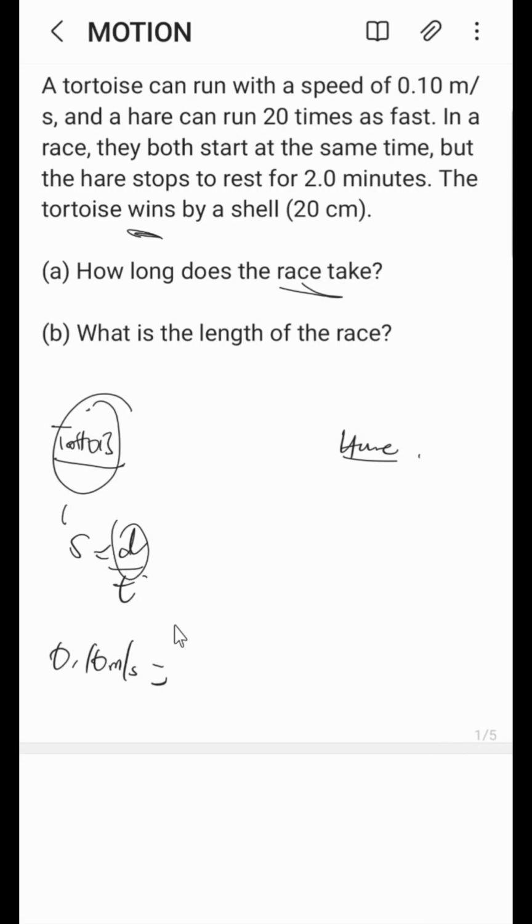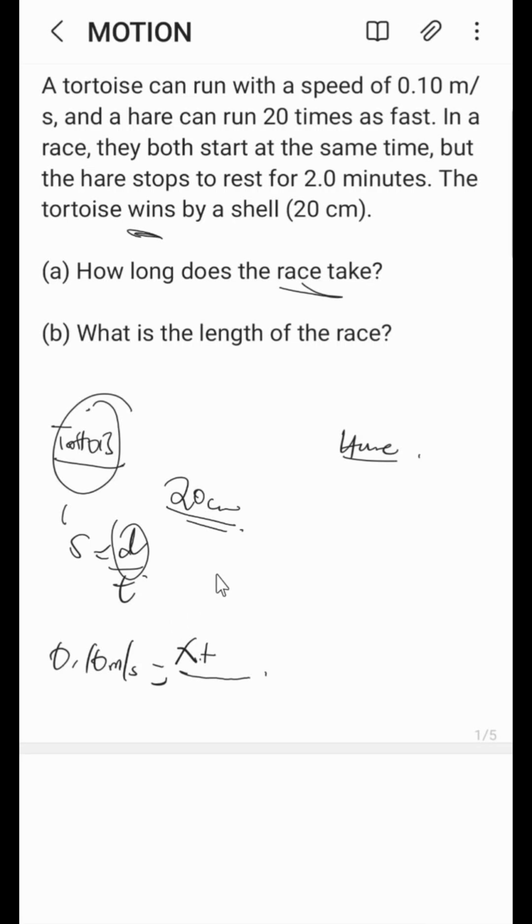Its distance, right? We know the tortoise has traveled a certain distance to the finish line. The difference with the hare and the tortoise is that it only wins by 20 centimeters, which means the tortoise was ahead of the hare by 20 centimeters. Which means it was at a distance x, where the tortoise and the hare were going to be at par. However, the tortoise added a 20 centimeter distance ahead.